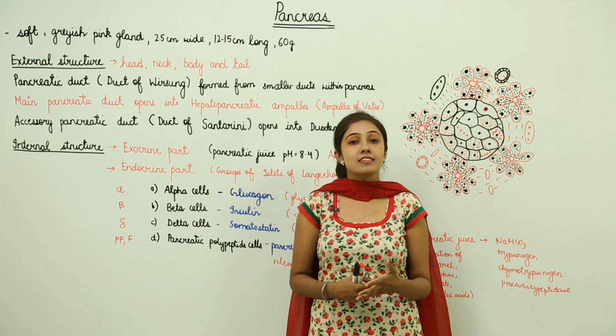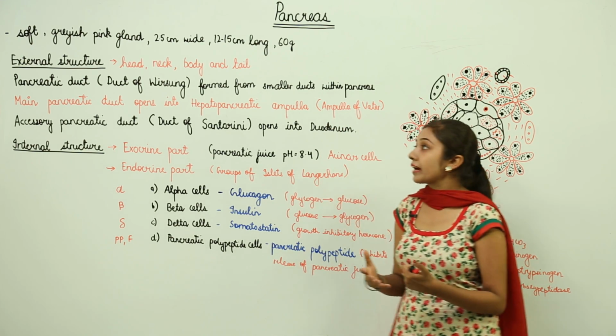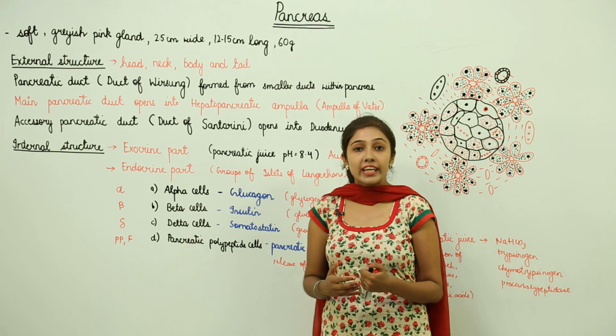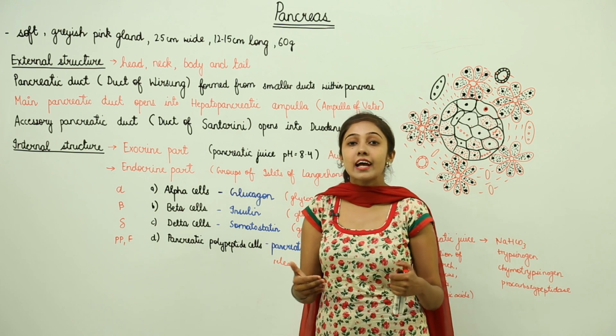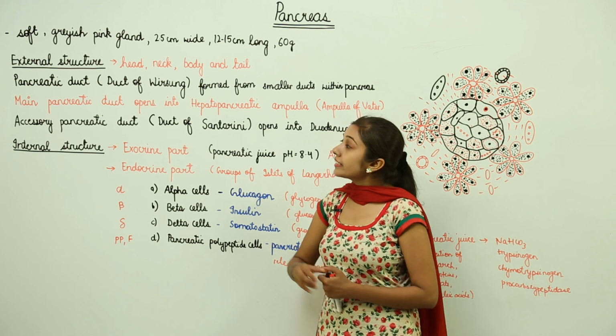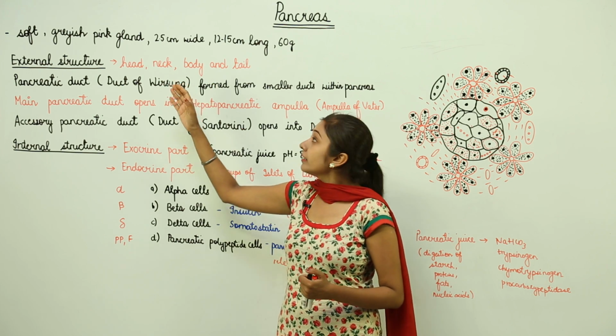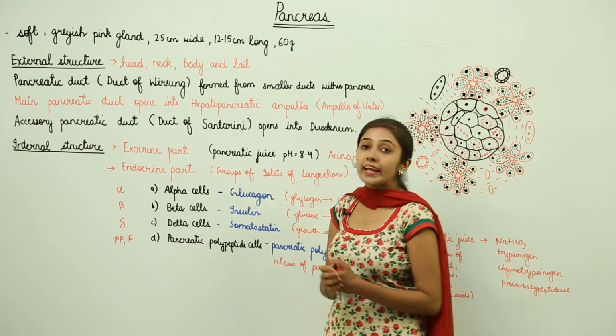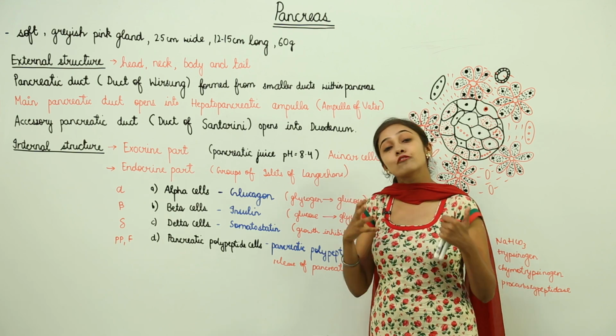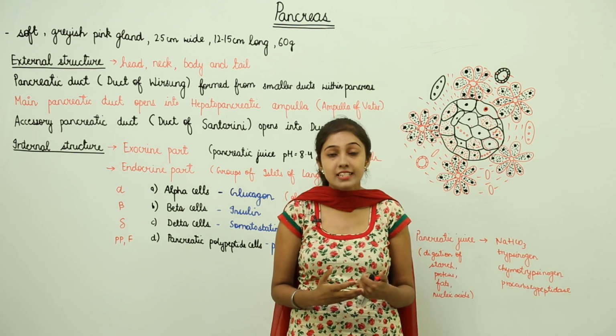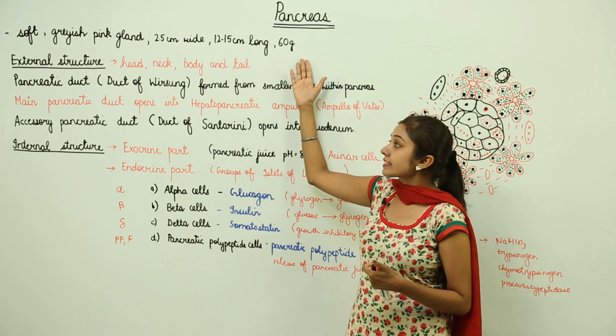Now let's discuss the next gland, that is the pancreas. Well, the pancreas is located posterior to the stomach inside the abdominal cavity, and it's a soft greyish pink gland that is 2.5 cm wide and 12 to 15 cm long, and it weighs around 60 grams, right? So the pancreas weighs around 60 grams.